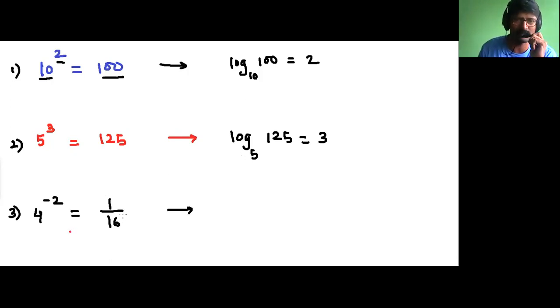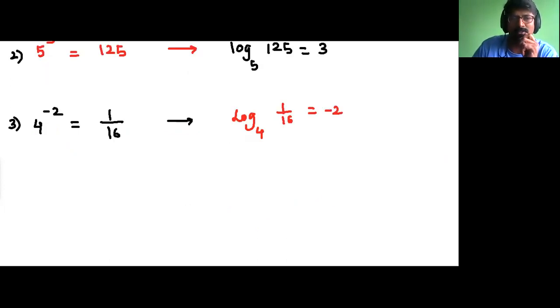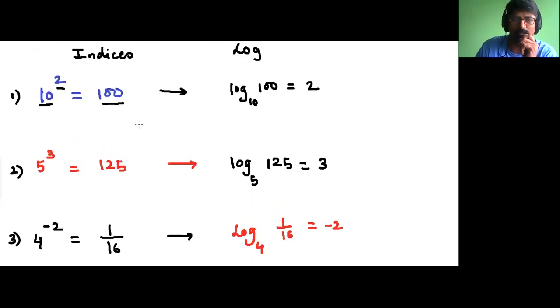Now look at this. The answer comes inside the log. So log of 1 upon 16 to the base, what is the base over here? The base is 4. Log of 1 upon 16 to the base 4 is equal to minus 2. So it could be anything. I hope you understood how to convert indices to log. The next part will be converting log to indices. You can pause the video, copy all these 3 statements, and then let's move ahead.